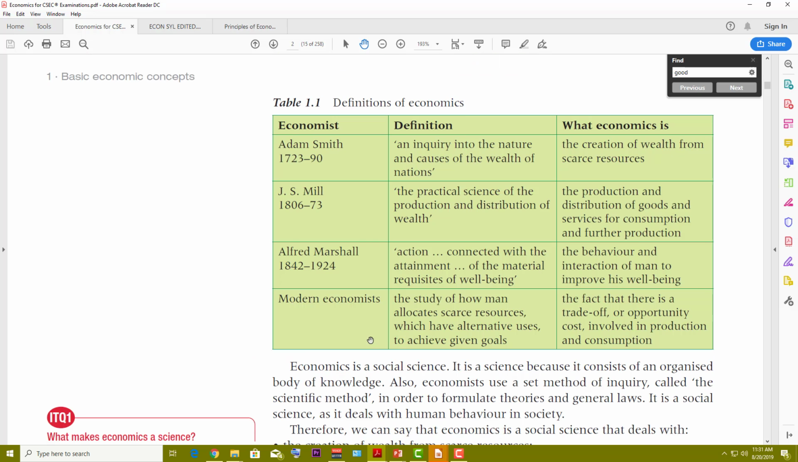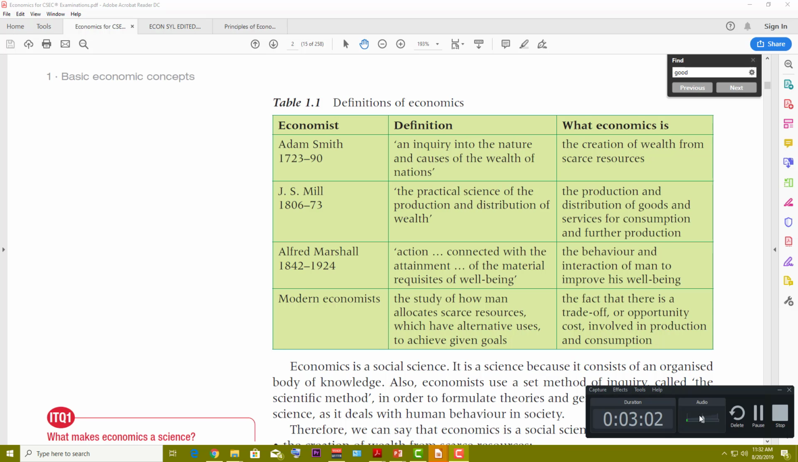Now you also have some of the older definitions from way back when. Adam Smith, one of the fathers of economics, had his own definition. Mill had his own. Marshall had his own. Modern economists have come together to find their own definition. So that's a very simple definition for economics right there.